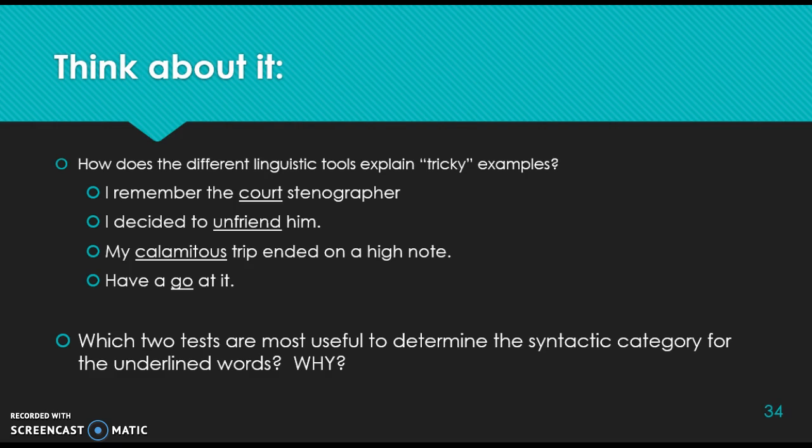Okay, now let's put what we have reviewed in action. Think about these examples and use the different linguistic tools to explain these tricky sentences. Pause the recording and identify which syntactic category each of the underlined words is. Remember, you're going to want to use more than one test, and think about which two tests are most useful for each one. Go ahead and pause this and work on that.